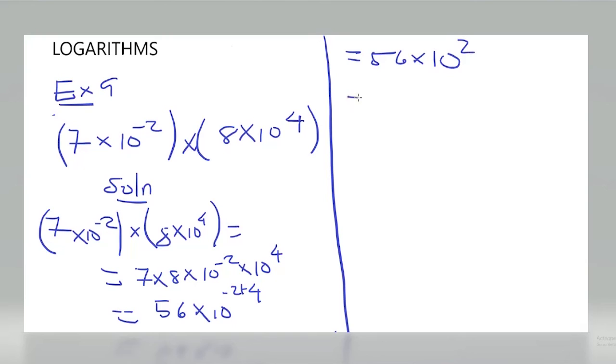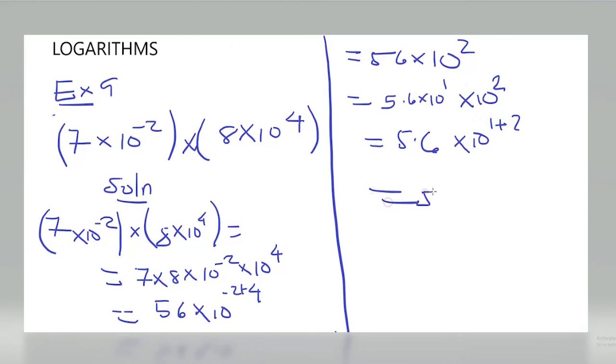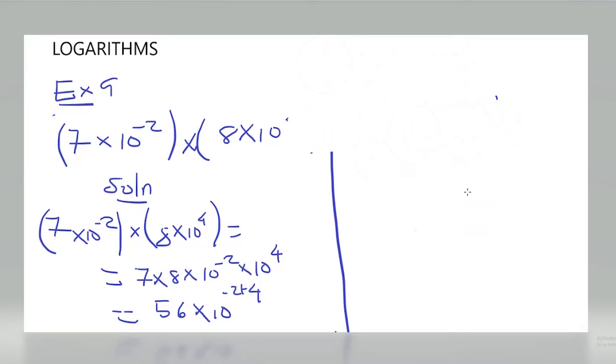Now 56 written in standard form: the first digit is 5, the second digit is 6, and I moved just one place here. Then it is 5.6 times 10 power 1, then times 10 power 2. This equals 5.6 times 10 power 1 plus 2, which is 5.6 times 10 power 3. This is the answer.